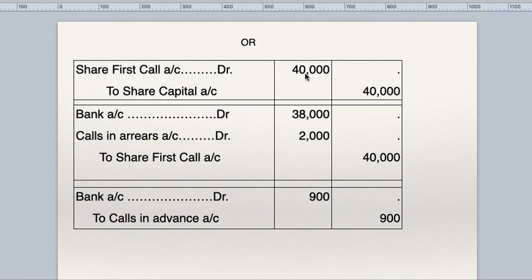a different manner also, like share first call to share capital 40,000. Then first clear this share first call 40,000 by passing entry. Bank account debit 38,000, calls in arrears debit 2,000 to share first call 40,000. On 100 shares they have not received first call money. So share first call 40,000 debit, 40,000 credit, and then bank account debit to calls in advance.